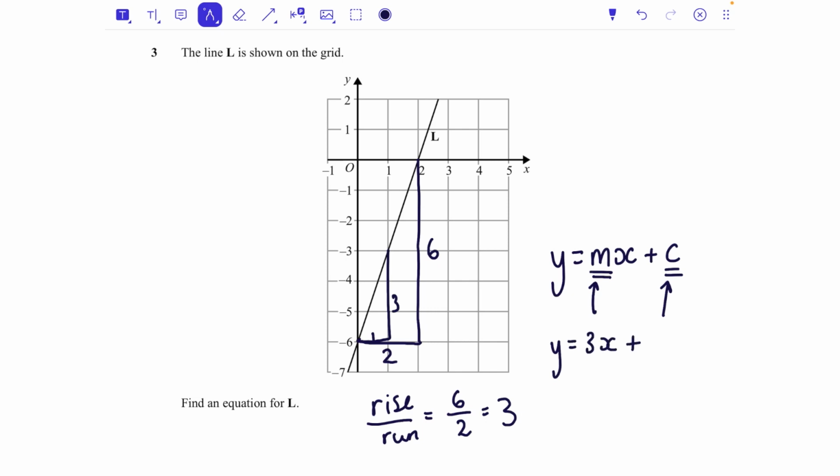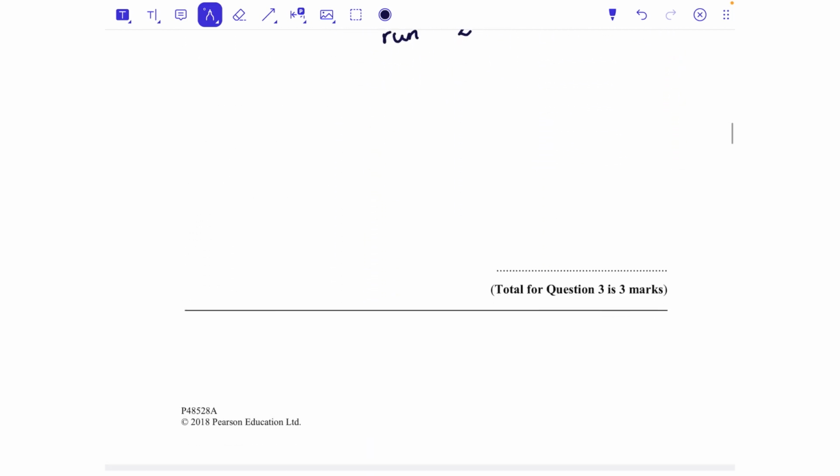Well, we need to know where it's crossing the y-axis, and your y-axis is this axis here. Where is that straight line crossing that axis? Well, it's crossing it here at -6. So we can lose that plus. We wouldn't write plus minus 6, it's just -6. So the equation of this line is y equals 3x minus 6.